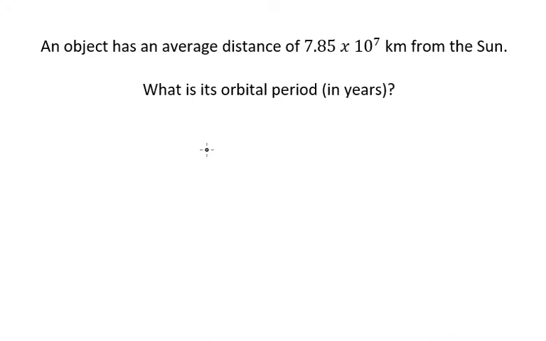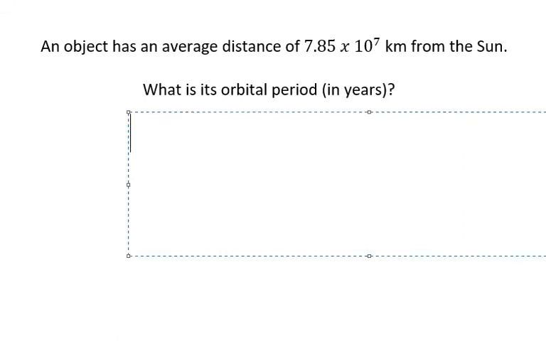The topic today is about Kepler. Now I want to show you how to answer. An object has an average distance of 7.85 multiplied by 10 to the power of 7 kilometers from the Sun. What is its orbital period in years? So now I want to show you how to answer.